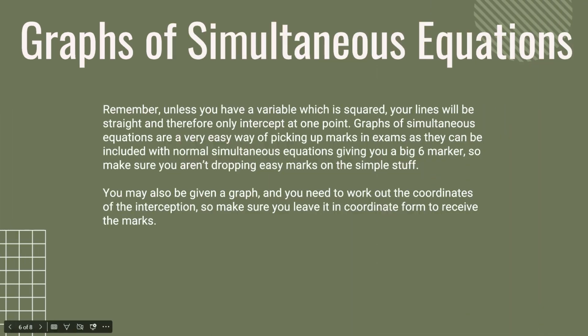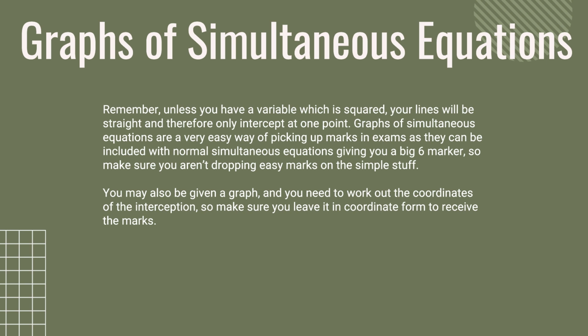Something to remember when dealing with graphs of simultaneous equations: unless you have a variable which is squared or anything to a power, or divided by x even, if it is just x on its own or y on its own, your lines will be straight and therefore only intersect at one point, because a straight line can't intersect at more than one point.